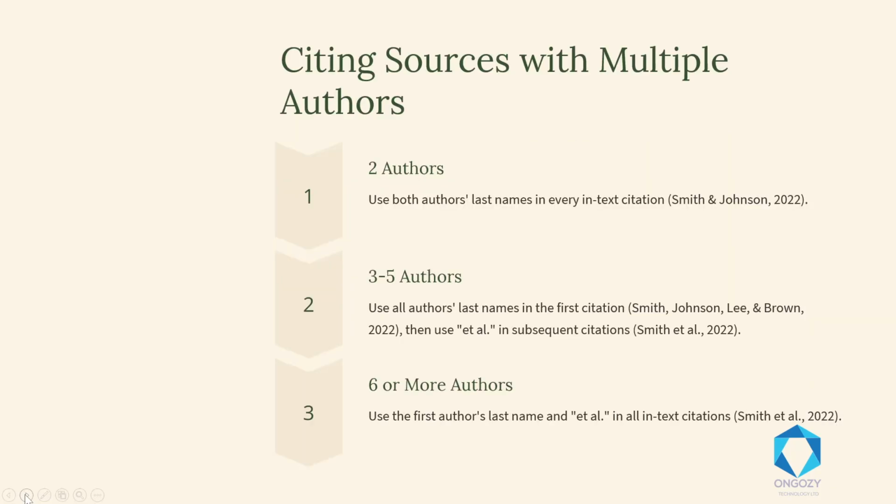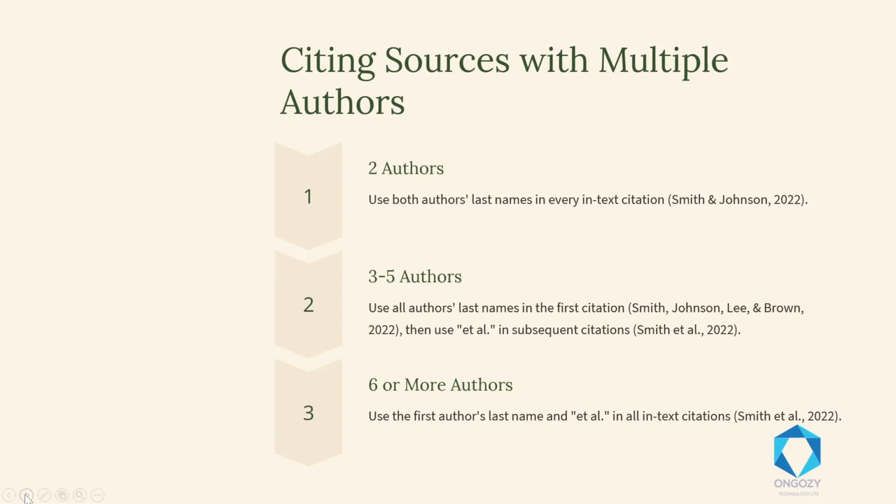So how do you cite sources with multiple authors? If you have two authors, you use both of their last names in every in-text citation. For example, Smith and Johnson 2022. If you have 3 to 5 authors, use all their last names in the first citation. In the other citations, you use the word et al. For example, you say Smith et al. But if you cited the first time, you use Smith, John, Lee, Brown 2022. The next time you do Smith et al.